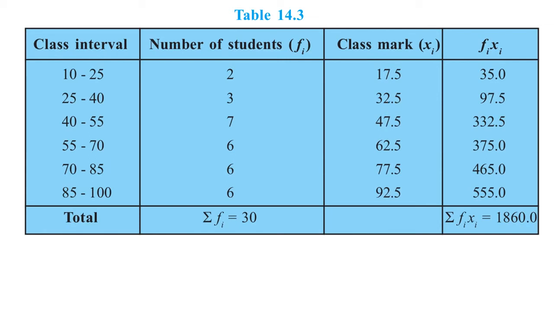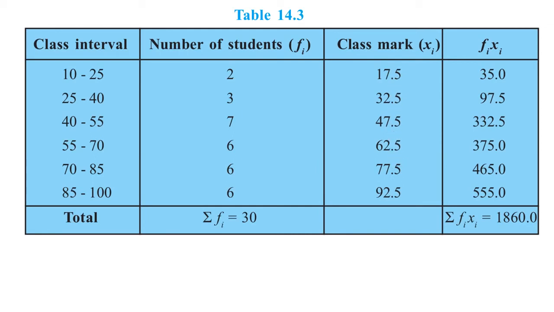How do we do this? What about subtracting a fixed number from each of these xi? Let us try this method. The first step is to choose one among the xi as the assumed mean and denote it by the letter A. So we will choose one number amongst these as an assumed mean, and let us denote that by the letter A.